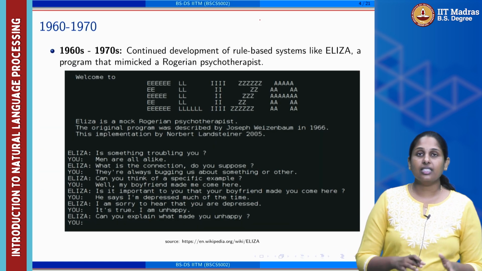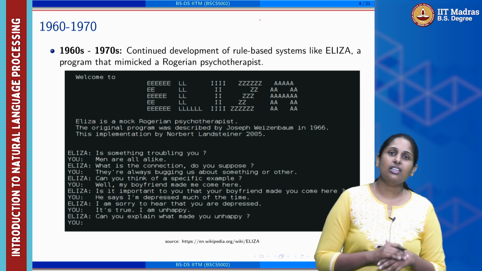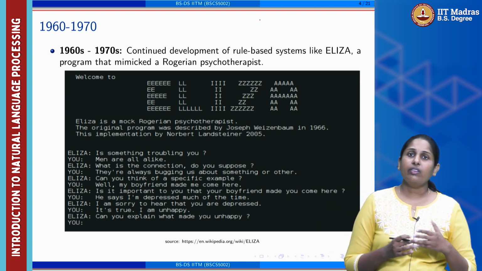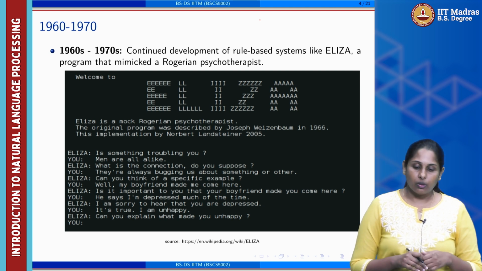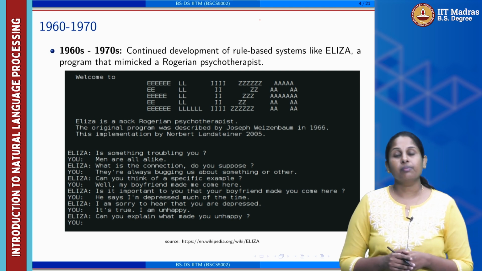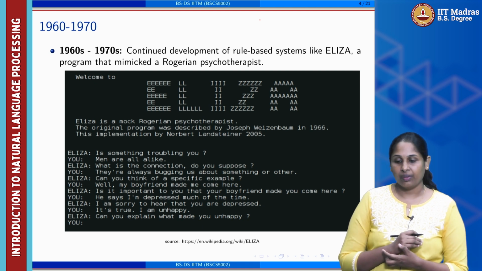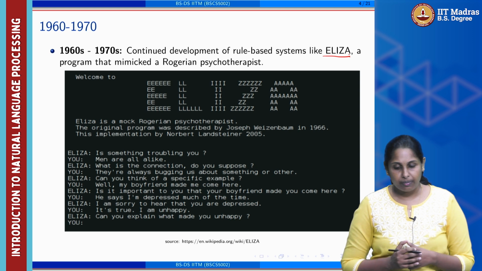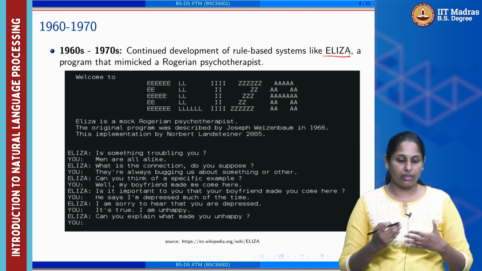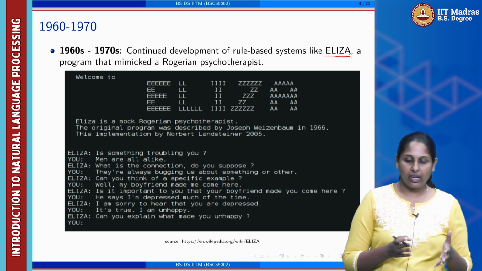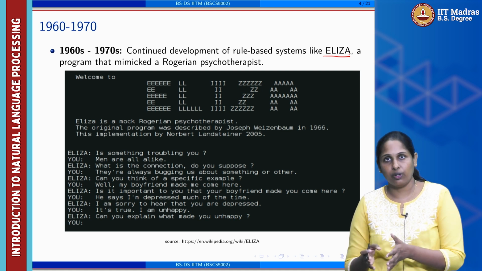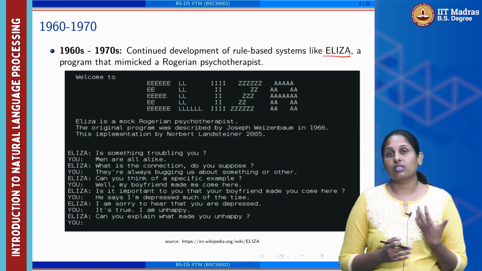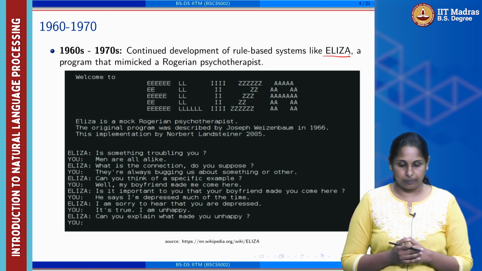But during the 1960s and 70s, research was still happening in building some kind of prototypes, though a lot of research had actually been stopped. One example of the continued development of rule-based systems is Eliza. Eliza is a program that mimicked a Rogerian psychotherapist. It's a conversation between two parties: one is a psychotherapist, and the other is a normal human being talking to Eliza. So it mimics how a psychotherapist works.